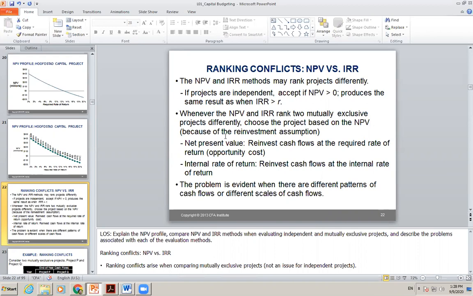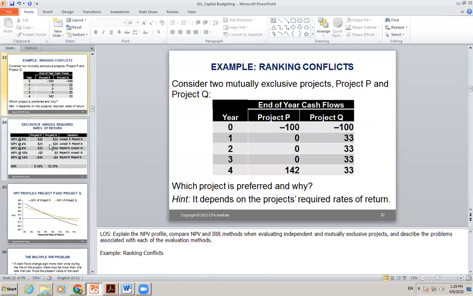So the problem is evident when there are different patterns of cash flows, which means in one project we have two different negative numbers, like the first investment cost and the second cash flow that you're receiving can be a loss, not a profit. There's no guarantee that in all the years of a project, you will get positive cash flow. Sometimes you may get a negative cash flow. In that case, you may have more than one IRR. So which IRR to select, you don't know.